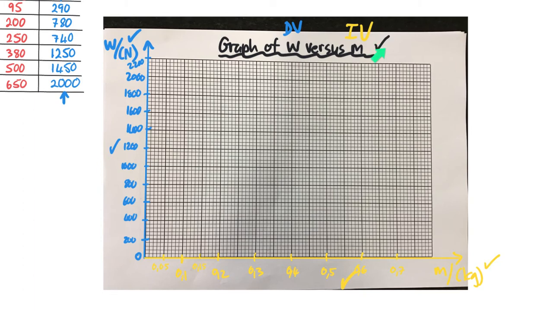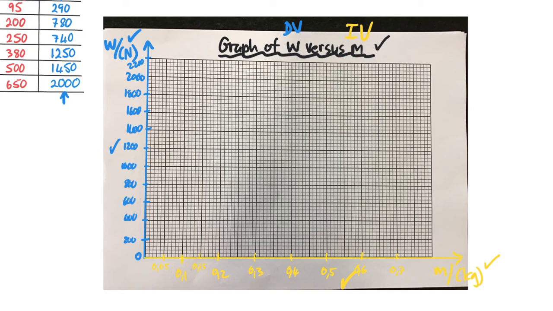Now, I'm just going to let you know that if you don't attempt the graph, if you just do this, then you don't get any marks. You have to plot the data. Even if you plot it wrong, you must attempt to plot this data on here in order to get these marks. So now let's plot the data.